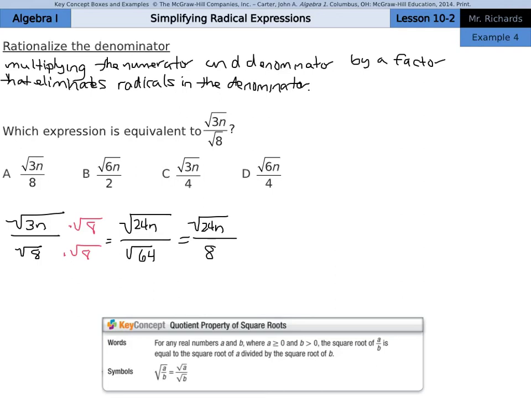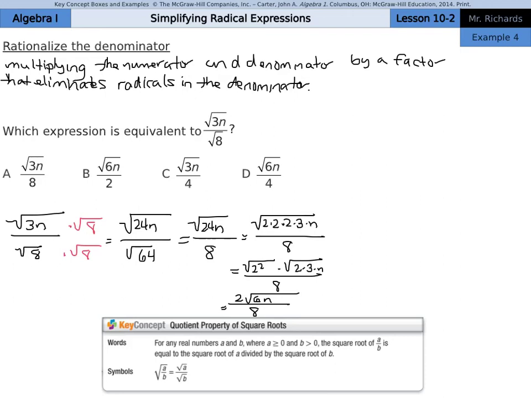And the way we can do that, let's take apart our 24. 24 can be broken into, say, the square root of 2 times 2 times 2 times 3 times n over 8. Now, if I just take the 2 times 2, that's the square root of 2 squared times the square root of 2 times 3 times n over 8. Well, the square root of 2 squared is 2. And then 2 times 3 on the inside there is just going to be 6n over 8.